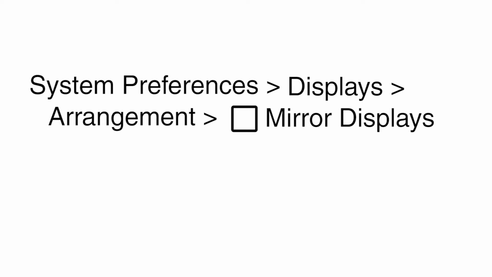There is a checkbox for mirroring displays, and leaving it unchecked will have duplicate displays. This screen will also allow you to rearrange displays. Alternatively, the Command plus Brightness Down key will toggle the mirror or extend modes.